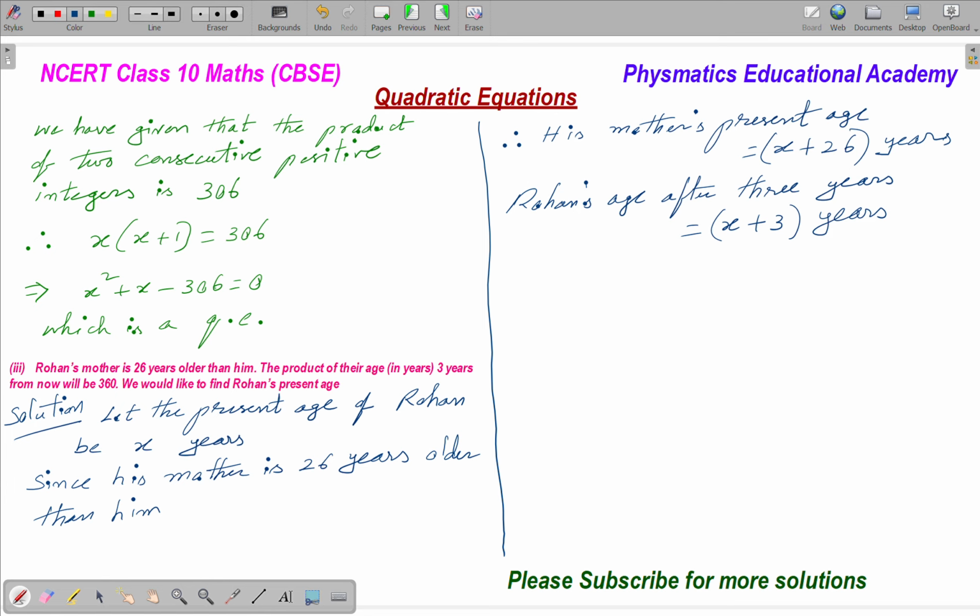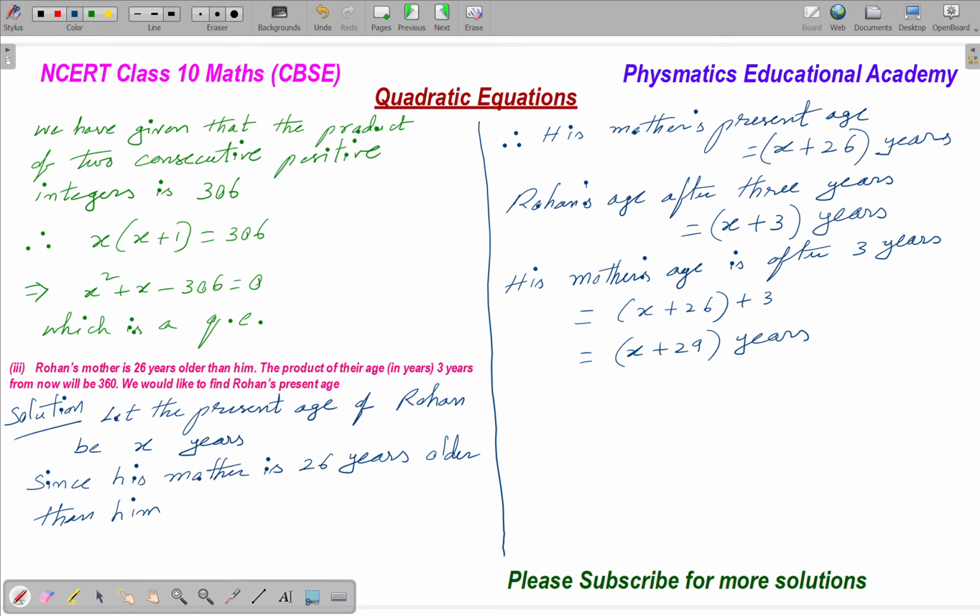The second condition, his mother's age after 3 years. After 3 years, that is equal to x plus 26 plus 3, that is x plus 29 years. His mother's age after 3 years is x plus 29 years.